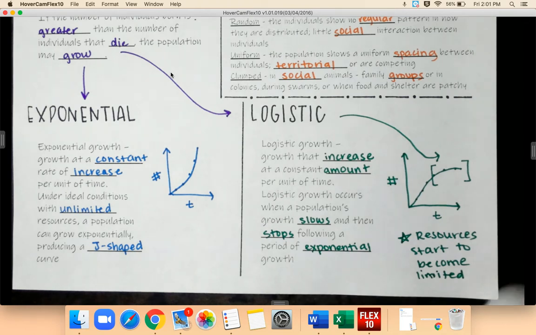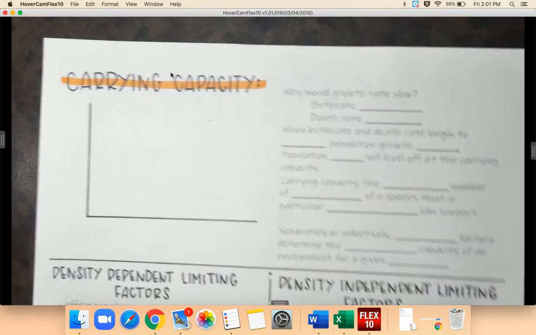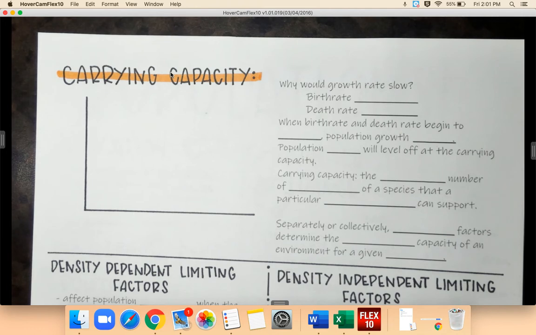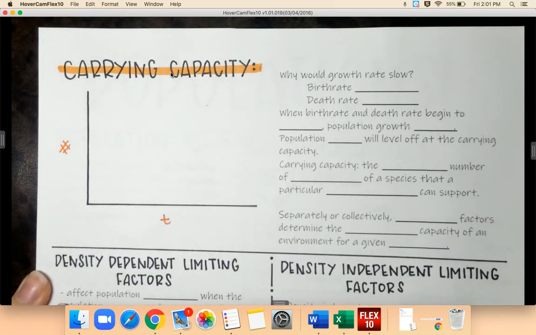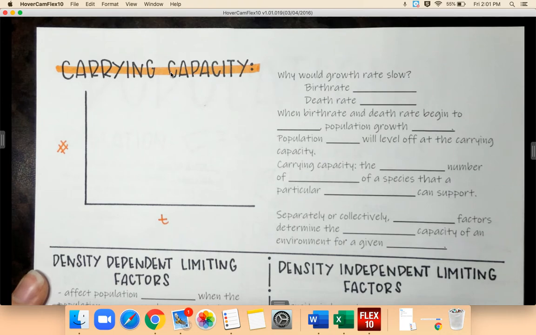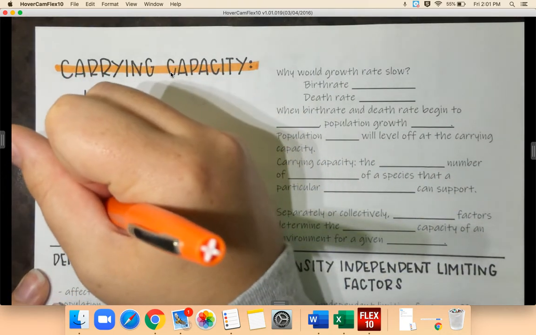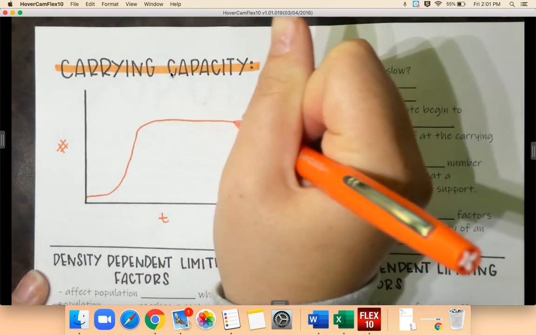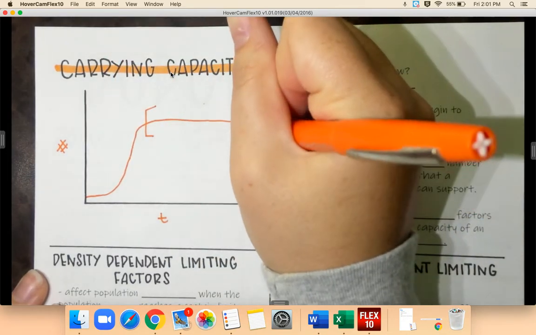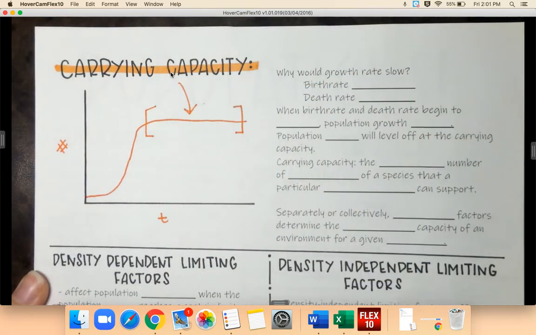Okay, the next part of this is on the next page. So carrying capacity. It kind of is like a logistic curve, but a little bit different. So it looks something like this on a graph. We would kind of start exponential, and then we start to really level off, like pretty straight. And this part is the carrying capacity.